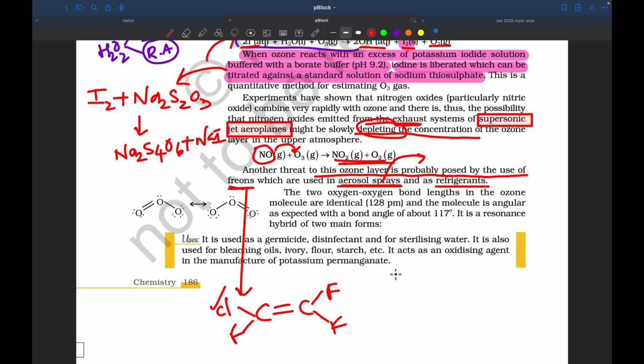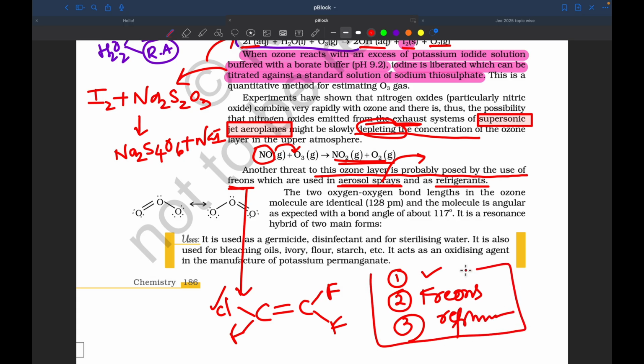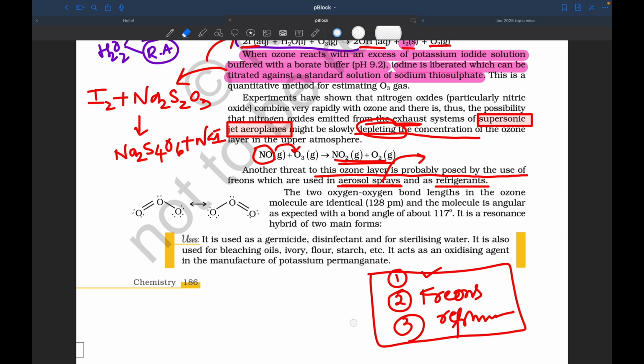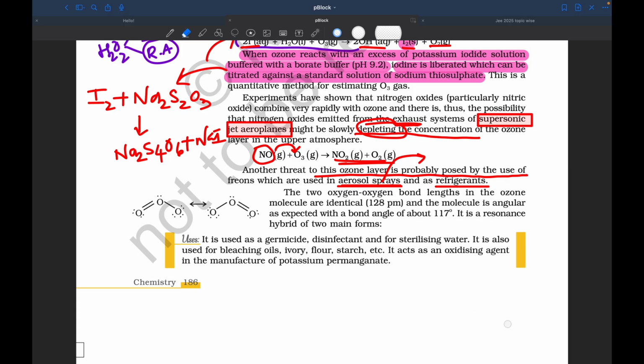There are three points mentioned about ozone depletion. The exhaust of supersonic aeroplanes, the second is freons, and the third is refrigerators. So these items will create the ozone depletion. Next, the ozone structure is also given here. You need to focus on the structure of it, right?